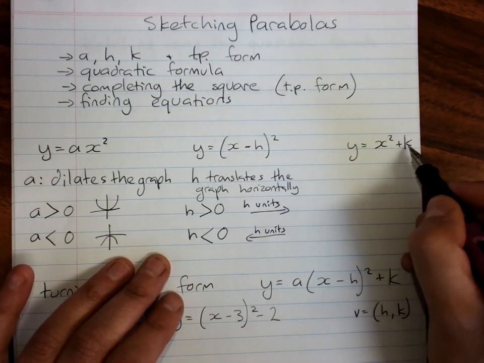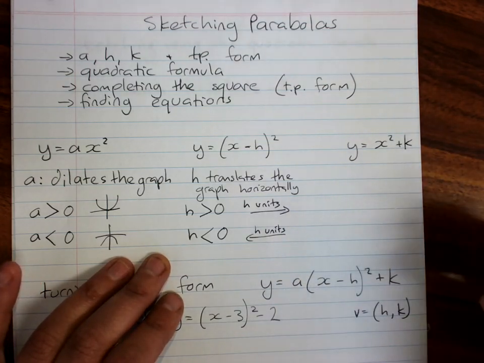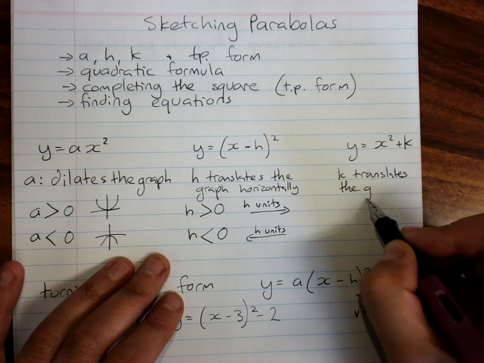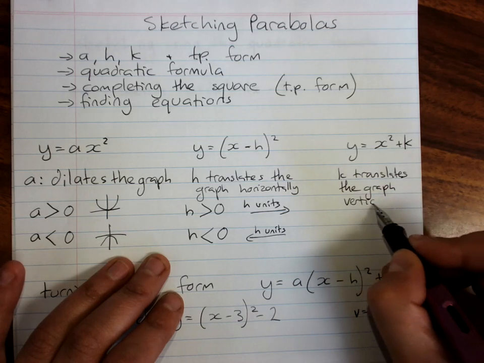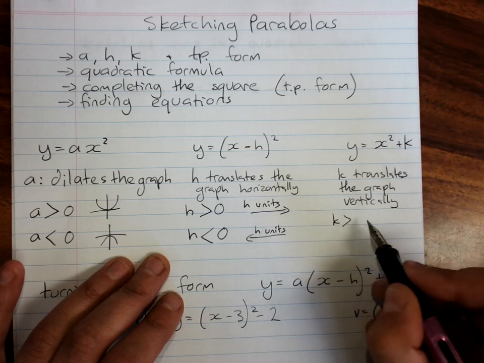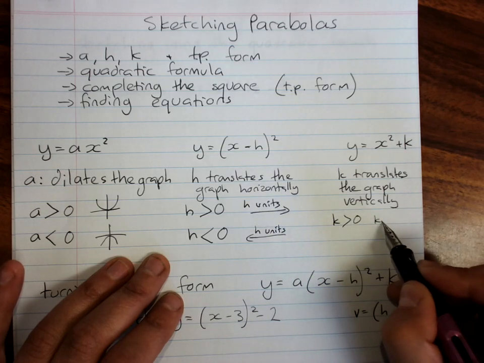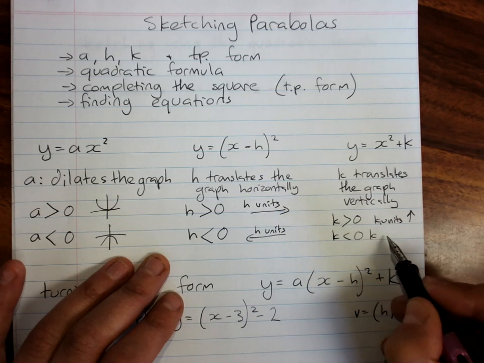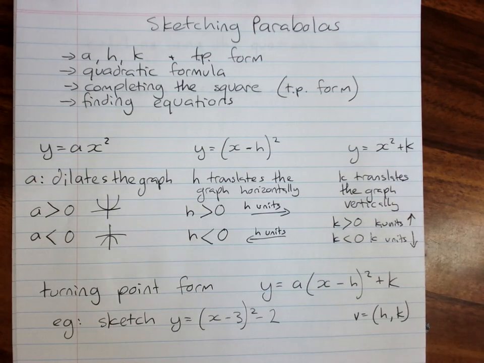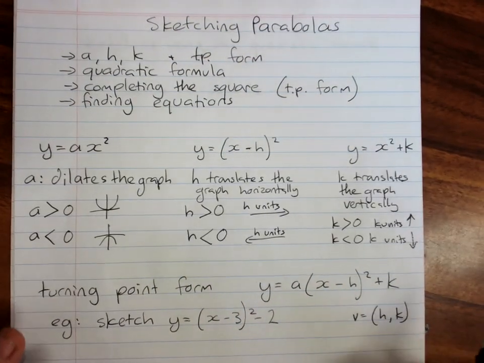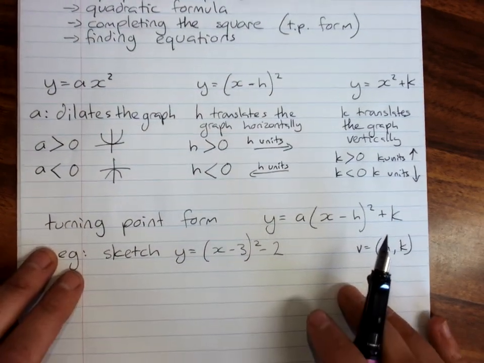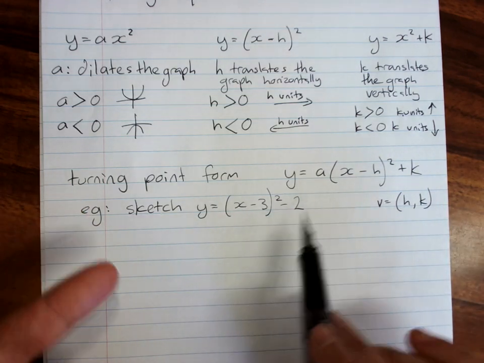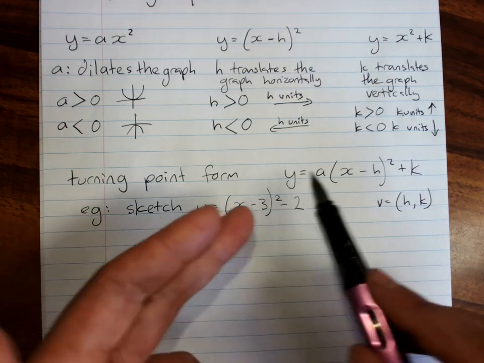And k, of course, translates our graph vertically. And this one's nice and easy. When k is greater than 0, we move k units up. And when k is less than 0, we move k units down. So that's how our graph gets translated. Now this all combined together makes the turning point form of the graph. And we will come back to getting a parabola rule into the turning point form.